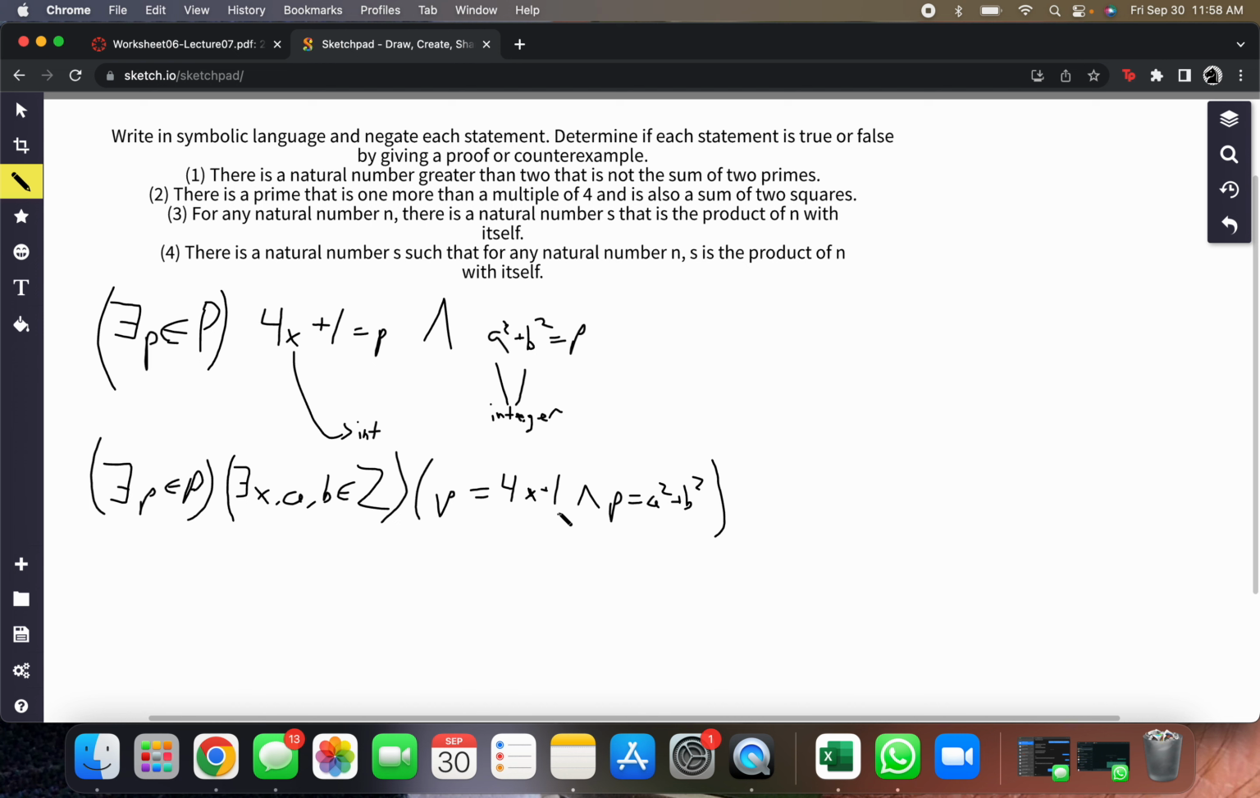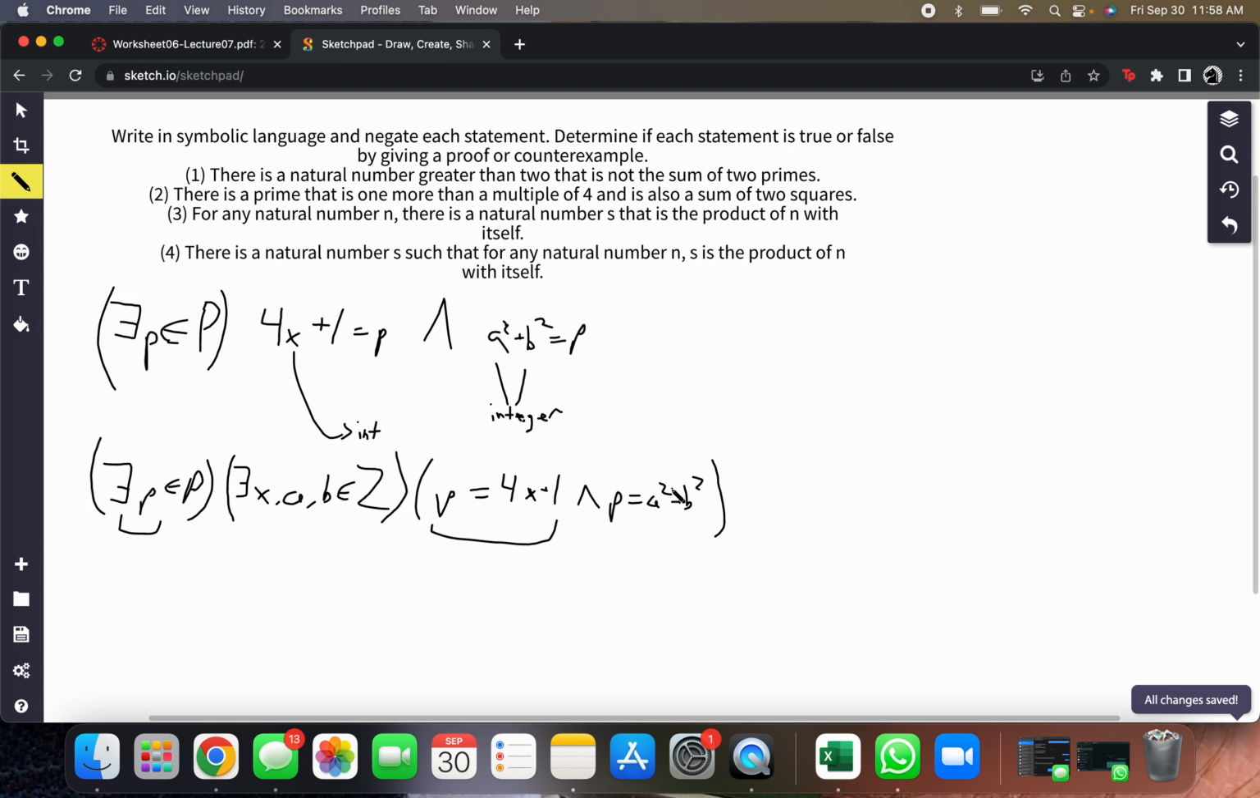An easy way of thinking of that is you have to subtract 1 and then it has to be divisible by 4. So I'll just tell you 13 is an answer for this. If you subtract 1 from 13 you get 12. 12 is a multiple of 4, so that satisfies this part. And 13 is prime, that's also important.